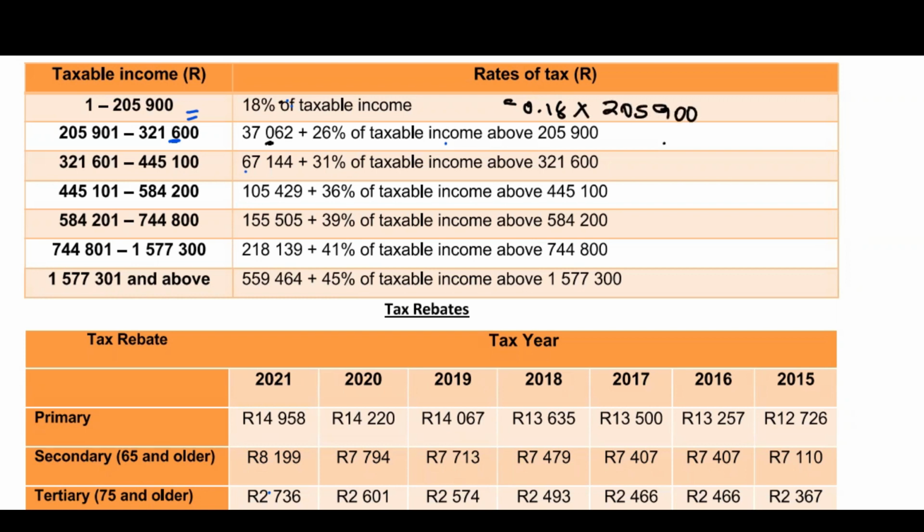One would ask, why aren't we subtracting? We are not subtracting because this equation is different from these other ones. These ones have taxable income above, but this one just has taxable income. So we do 18 times 205,900. We end up having the answer 37,062. Look at that. That's how we get these values.